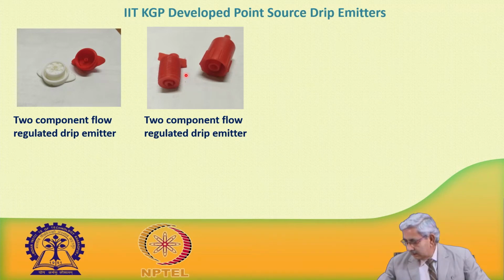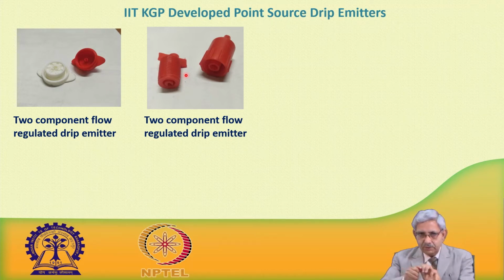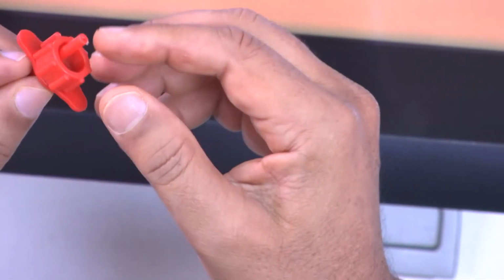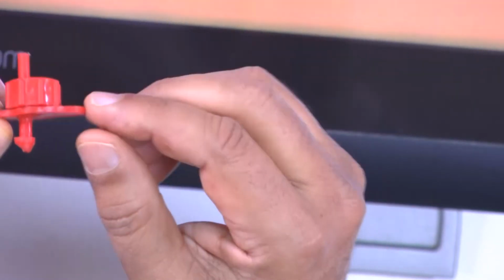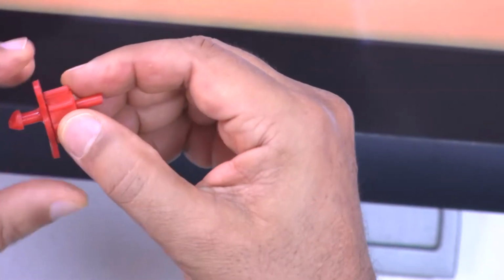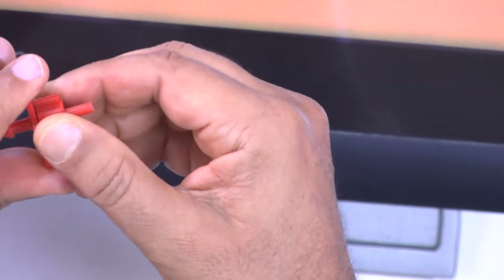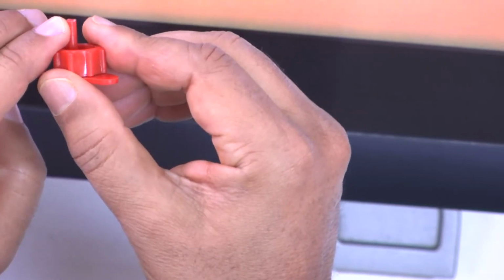So, this is also another device which we have made. This is also a flow regulated 2 component dripper. We can see here this is a flow regulated 2 component dripper. One component is this part, the outer component, and then we can keep the dripper at a different position, and accordingly the flow can be regulated.